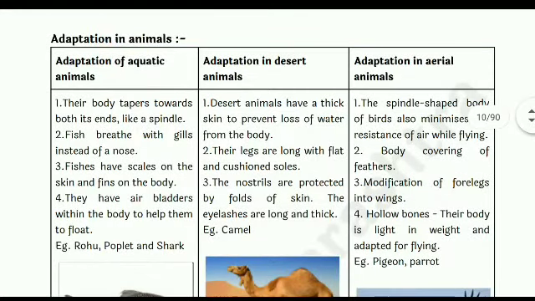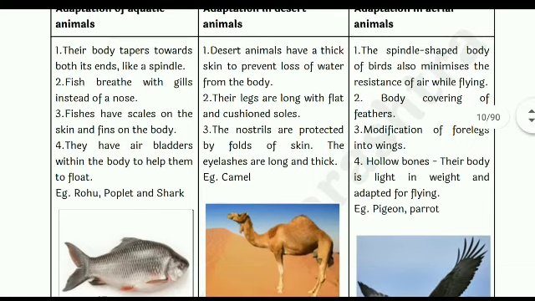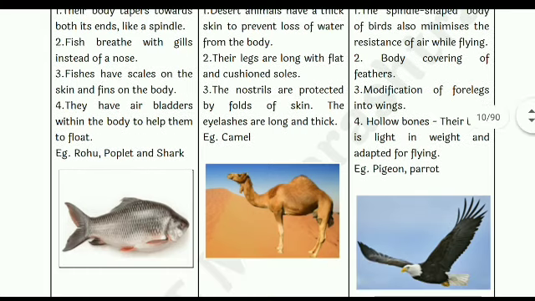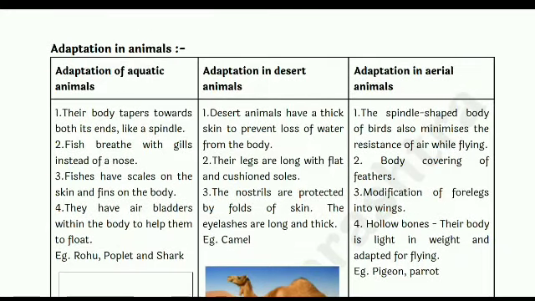Next, adaptation in animals, starting with aquatic animals. Their body tapers toward both ends like a spindle. Fish breathe with gills instead of a nose. Fish have scales on the skin and fins on the body. They have an air bladder within the body to help them float. Rohu, pomfret and shark are examples of aquatic animals.